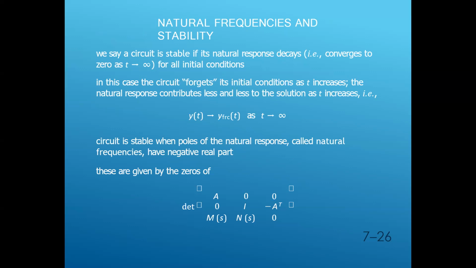The circuit is stable when the poles of the natural response, called natural frequencies, have negative real parts. They are given by the roots of [A 0; 0 I − A^T] M(s) N(s) = 0. So this is all about the Laplace transform in electrical circuits.